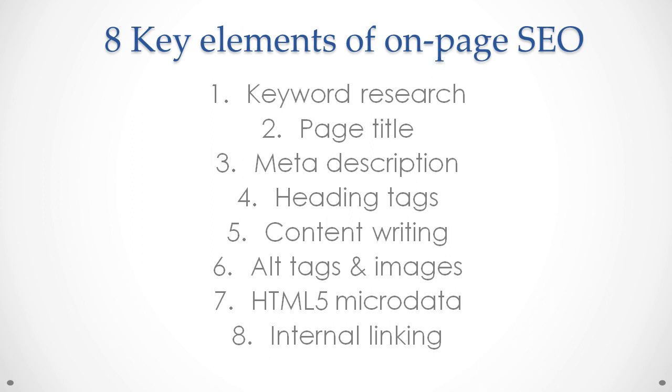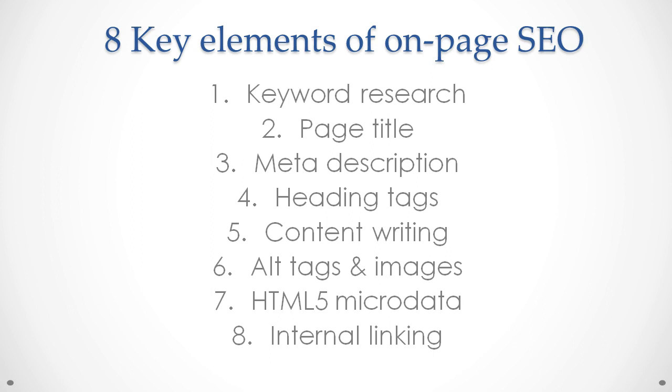Number 6, alt tags and images. So it's adding certain tags to images and incorporating high quality original images within your content as well. Search engines love to incorporate images within their search results, but also socially as well. People are more likely to share your pages if you add images to them.